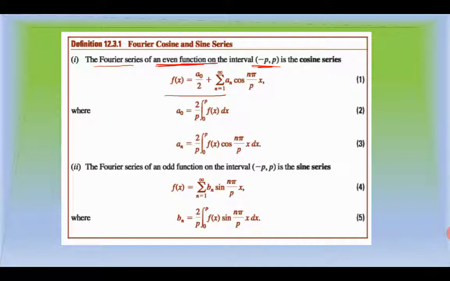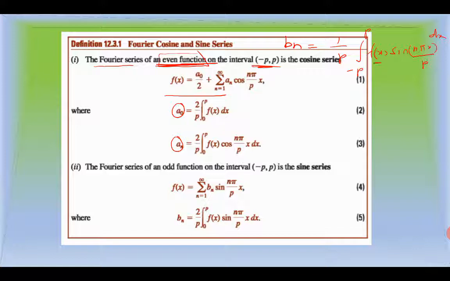Why is bn 0? Why are only a0 and an available? What is the formula of bn? My function is assumed to be even, isn't it? The bn formula is 1 over p times the integral from negative p to p of f of x sine n pi x over p dx, isn't it?